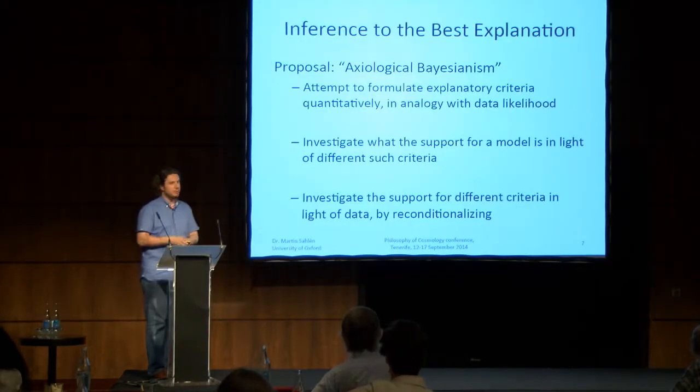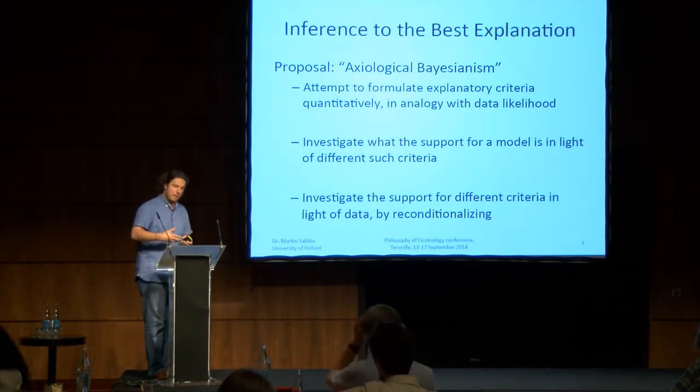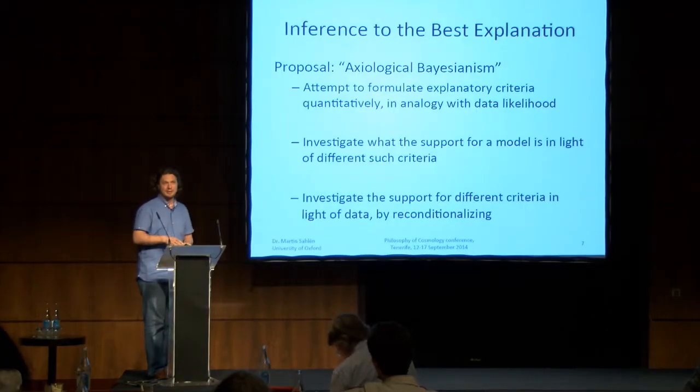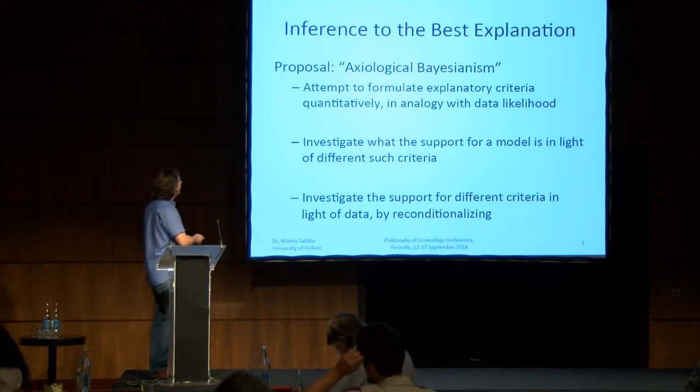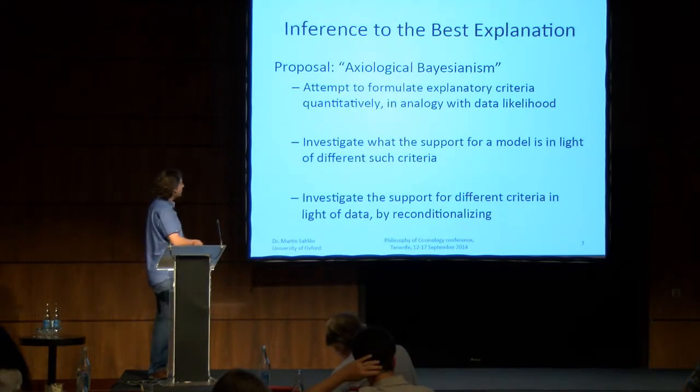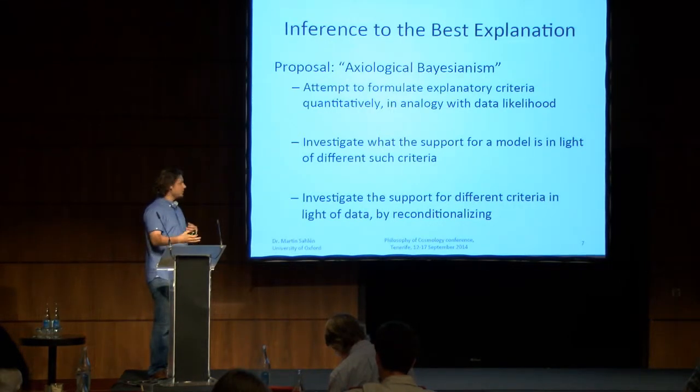So, trying to formulate explanatory criteria in a quantitative way, in analogy with the data likelihood. Okay, so if one is able to do that, and these would be perhaps other kinds of explanatory criteria that one might subscribe to. So I'm not proposing this as something which will offer you the truth, but rather, if you believe in explanatory criteria X, Y, Z, what could you do with those? And then you could investigate what the support for a model would be in light of such criteria. You could also reconditionalize the probability and investigate in a different way the support for such criteria.